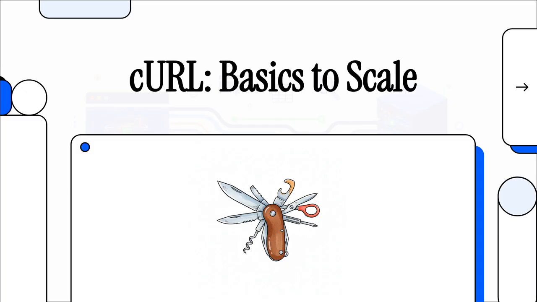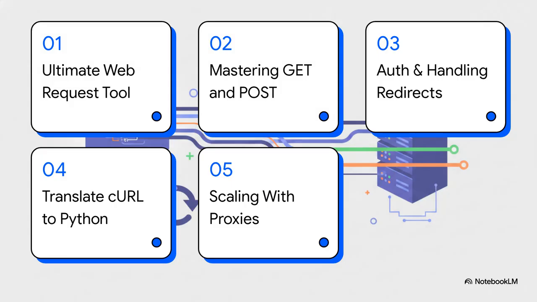Let's get to it. So, here is our roadmap for the explainer today. First, the ultimate web request tool. Second, mastering get and post. Third, auth and handling redirects. Fourth, translating cURL to Python. And finally, scaling with proxy networks.